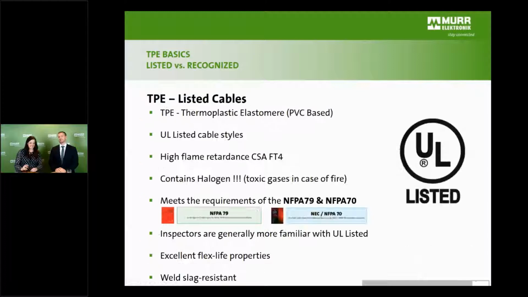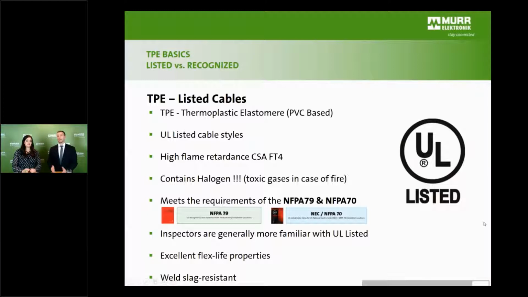Now tell us what we have in the UL listed area. I think we can guess. Yeah, listed cables are the classical TPE cables. So TPE stands for thermoplastic elastomer. It's a PVC-based material, a special material. We have the UL listing on those cables, and we also have the highest flame retardance of the CSA FT4 because it contains halogen. So that means we can reach the flame retardance, but we also have toxic gases in case of fire. Exactly. But because of the flame retardance, we reach the requirements of the NFPA 79 and also of the NFPA 70. So it fits both standards.